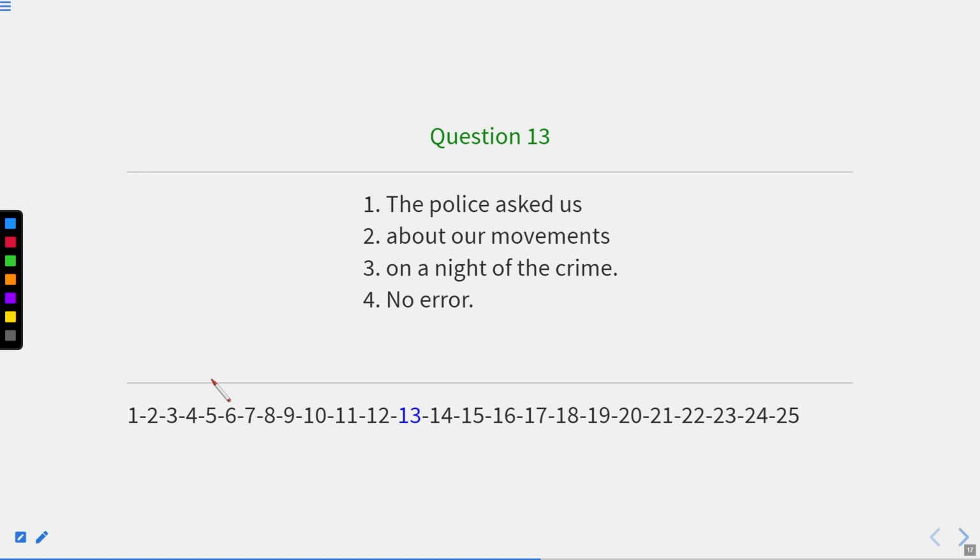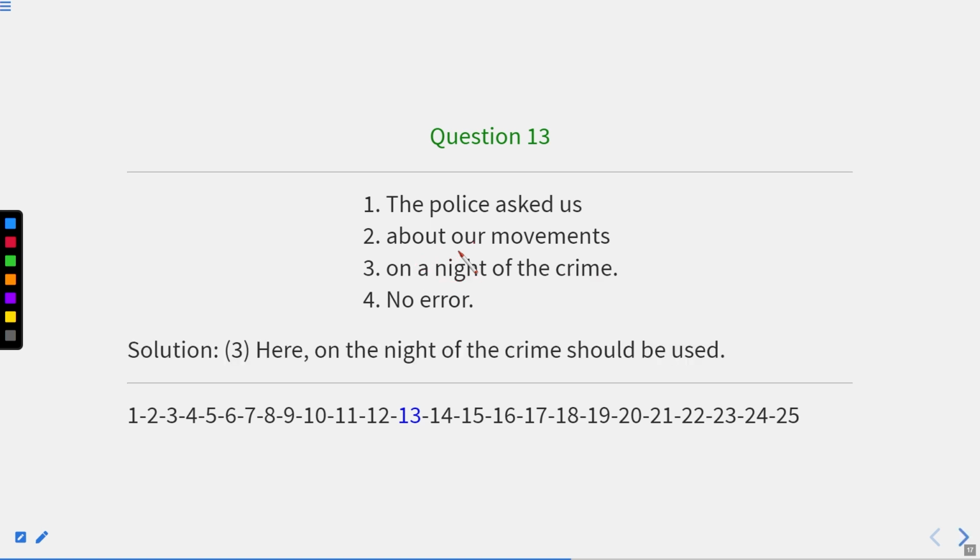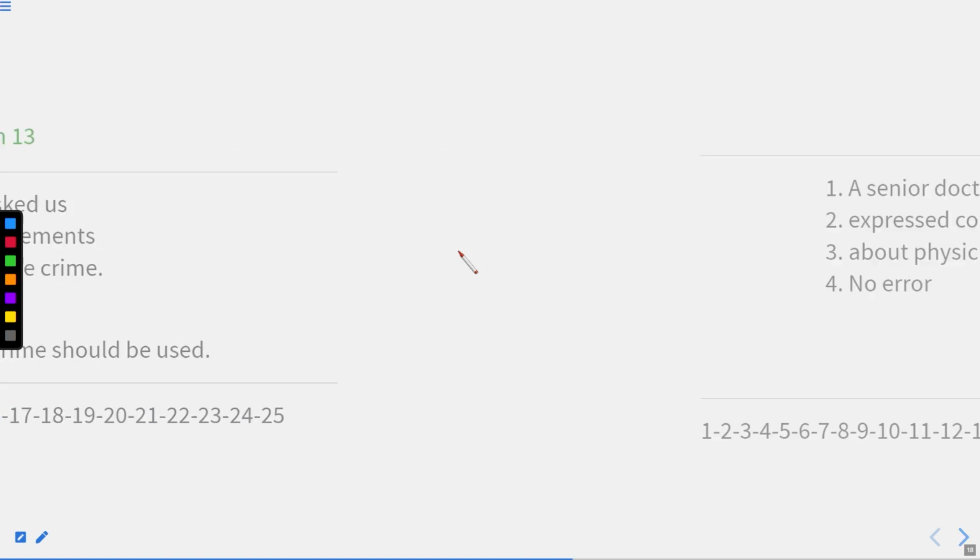The police asked us about our movements on a night of the crime. So we are talking about a particular night, and that night was the night of the crime. So this a should be replaced with the. Why so? Because we are making this night particular. So here the error is in part 3. Here, on the night of the crime should be used. Okay, let us move to the next one now.